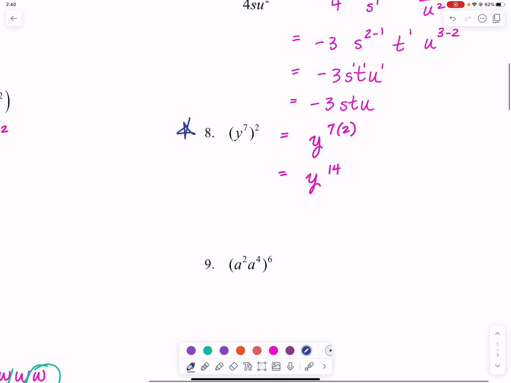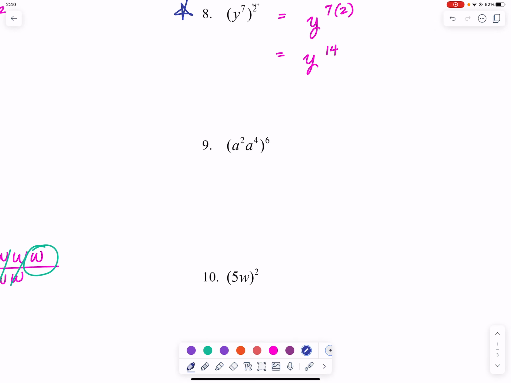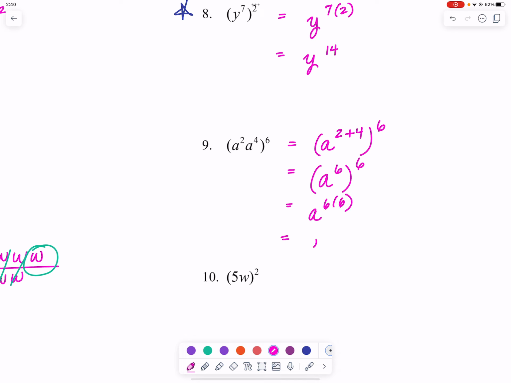Okay, let's go ahead and take a look at number 9, and you can take these step by step. So we have a to the 2 plus 4, and once we get that, we'll raise that to the 6th power. So we have a to the 6th raised to the 6th, which is a to the 6 times 6, and we have a to the 36th power.